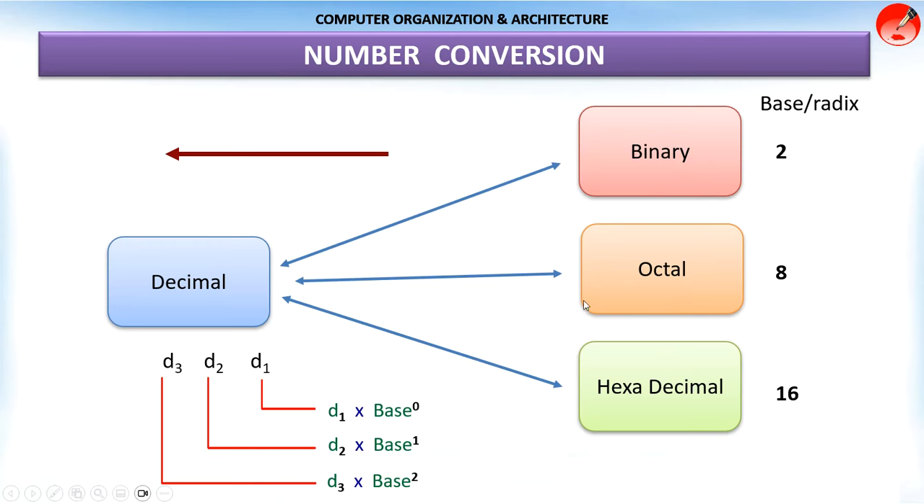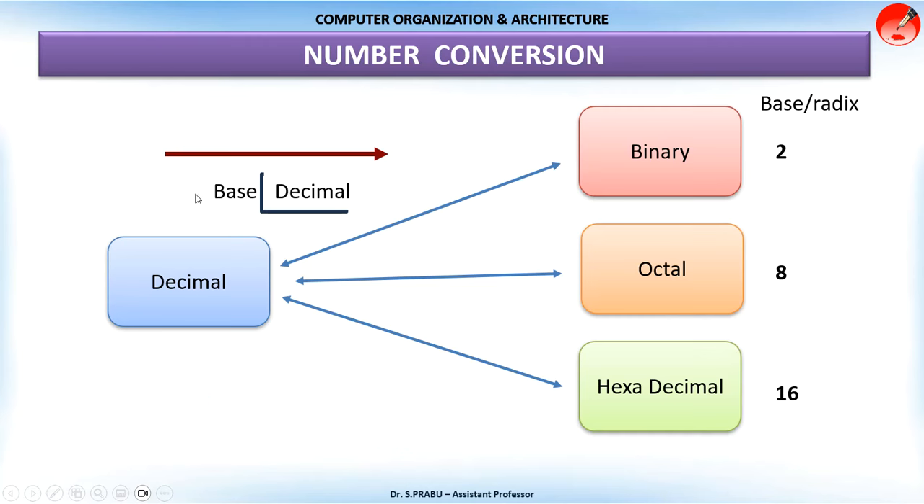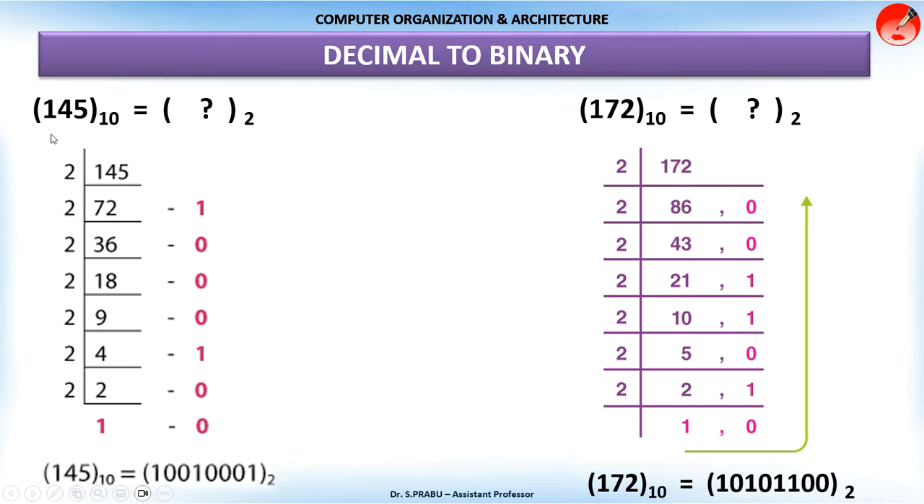Let's see some example problems. First we learn how to convert a decimal number into other number systems. Suppose the decimal number is 145. The base of the binary number system is 2, so you should divide 145 by 2. You get the quotient 72 and remainder 1. You repeat this step until you reach 1 or 0. Finally, you can write the result in this format. You can get the value like this.